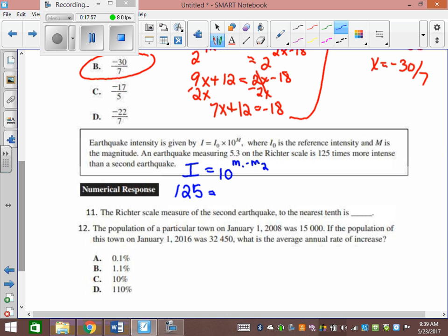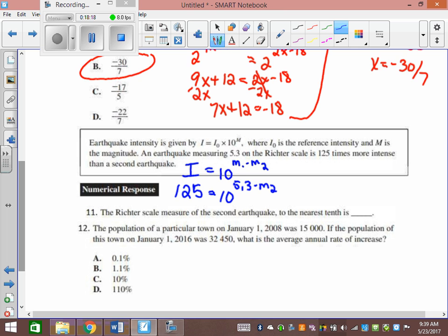An earthquake measuring 5.3 on the Richter scale is 125 times more intense than the second earthquake. Is it the larger one? Yes. Do they always give you the M1? No, please don't assume that, okay? So 10 to the 5.3 minus M2.